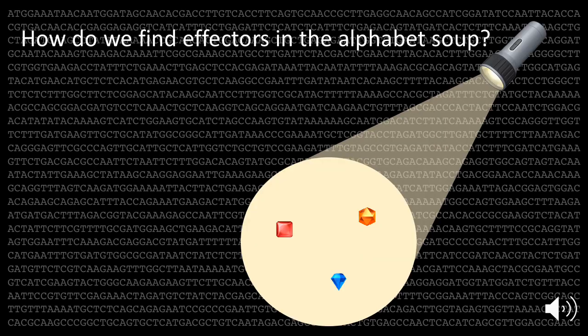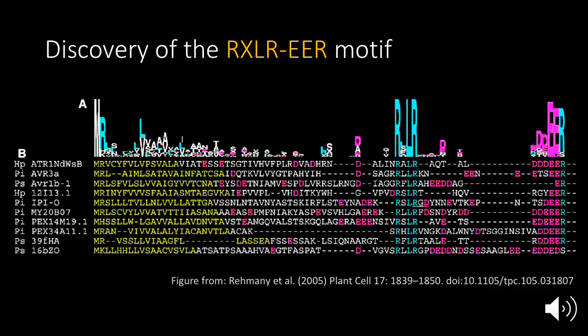So the question is, how do we find effectors in this alphabet soup here? I'm going to talk about a couple different ways that have been used in the past and a couple different new ways that I've developed. In oomycetes, such as Phytophthora and downy mildews, luckily we have a motif that is frequently associated with effectors and can be used to fish them out of the genome.